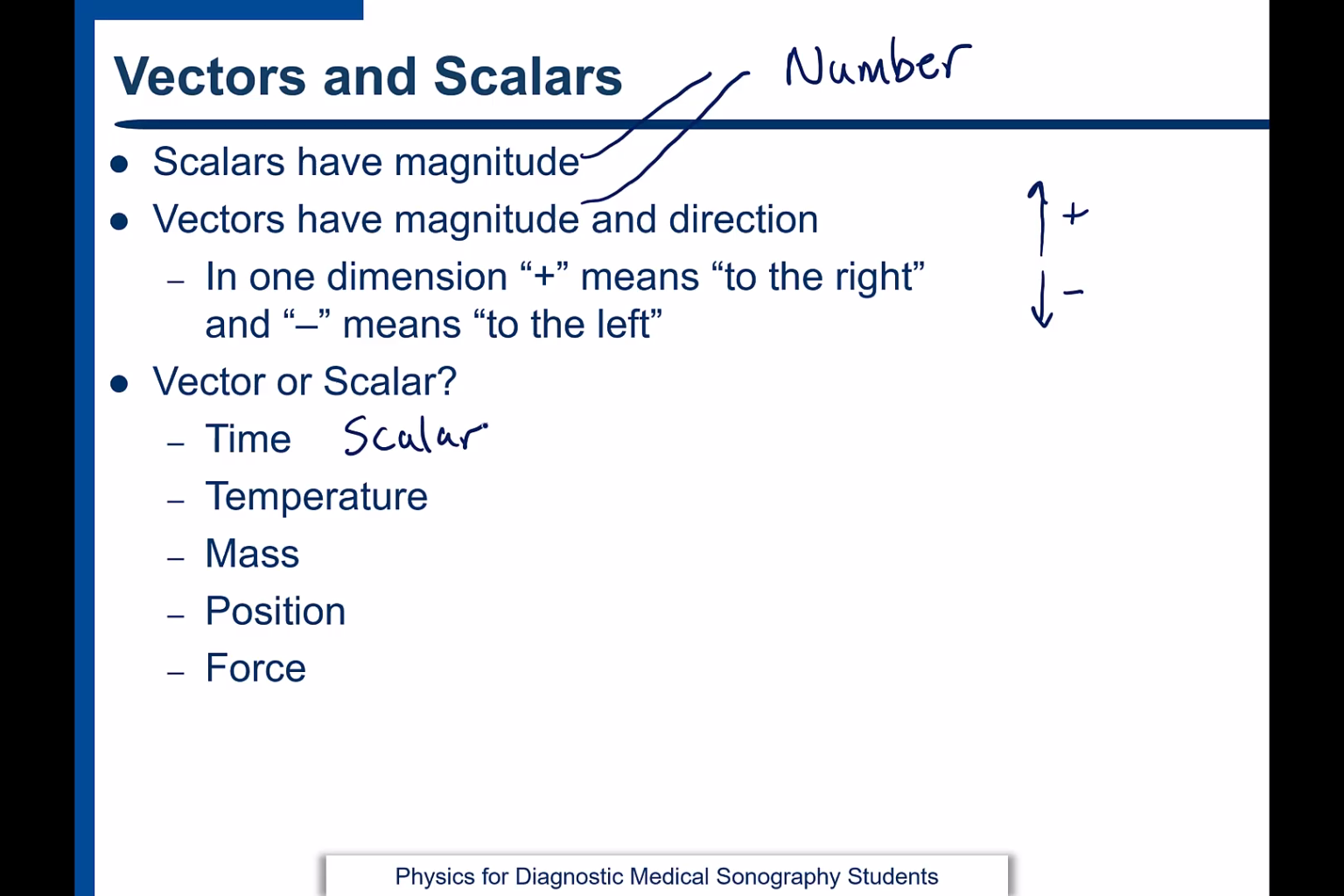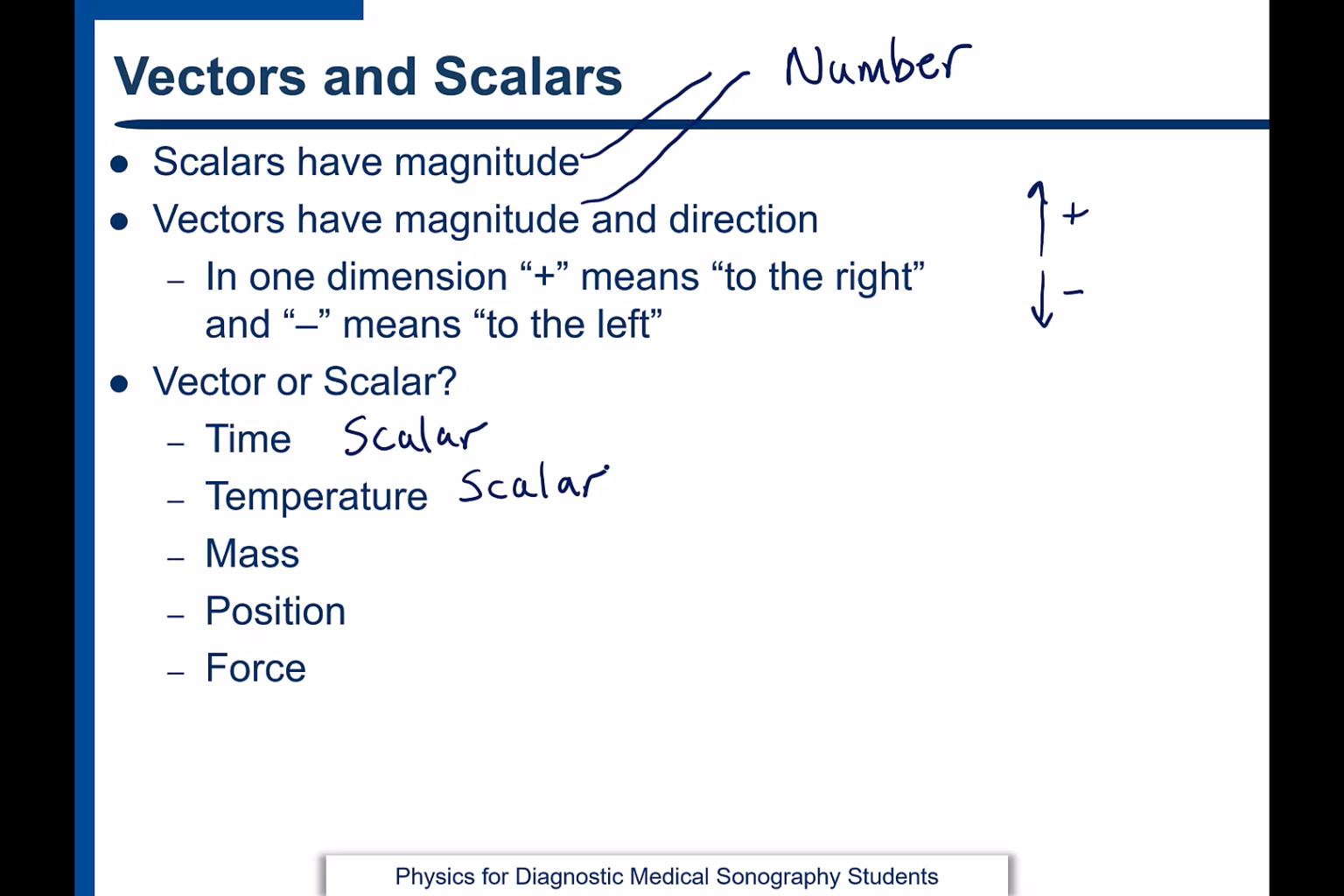How about temperature? Well, temperature is also a scalar. Because again, if you ask me, what's the temperature in this room? I might say it's 75 degrees Fahrenheit or 20 degrees Celsius. But I don't need to give a direction along with that. It wouldn't make sense to say 25 degrees to the right.